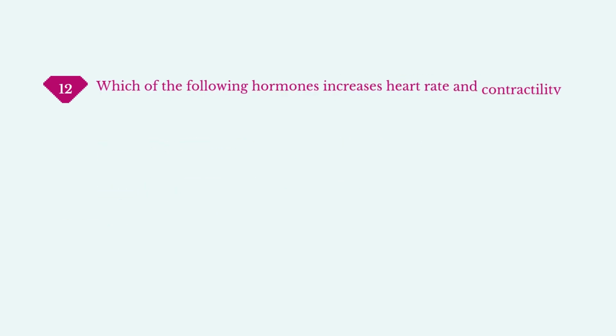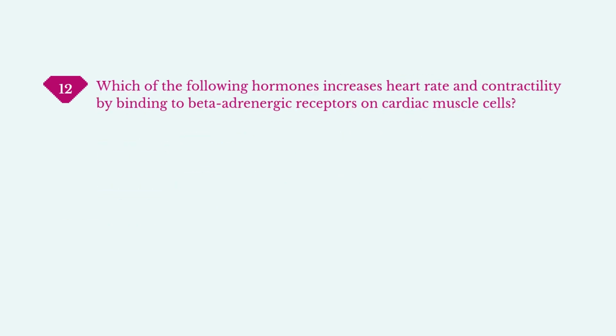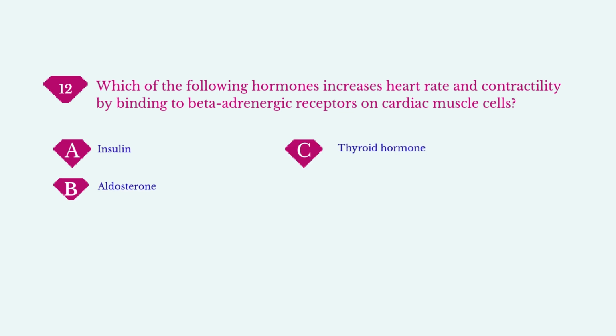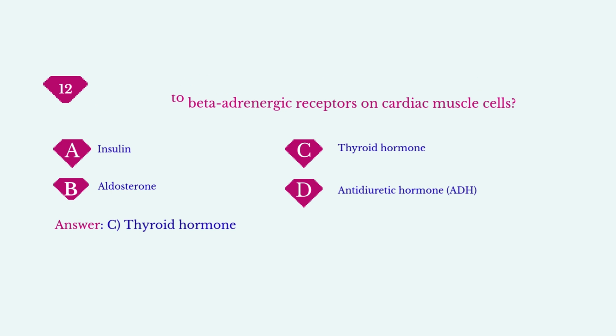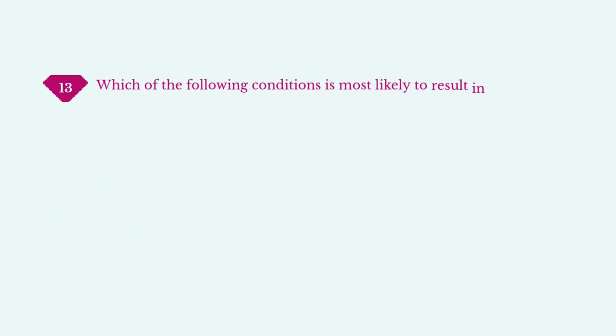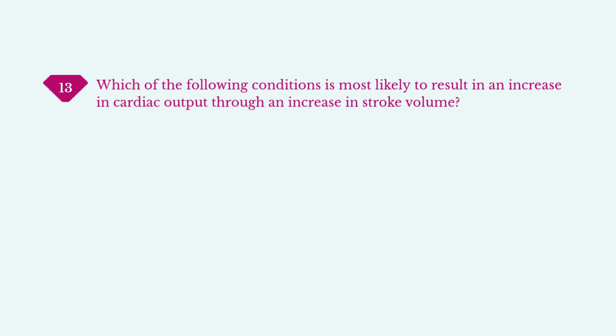Which of the following hormones increases heart rate and contractility by binding to beta-adrenergic receptors on cardiac muscle cells? A. Insulin. B. Aldosterone. C. Thyroid hormone. D. Antidiuretic hormone (ADH). Answer: C. Thyroid hormone.